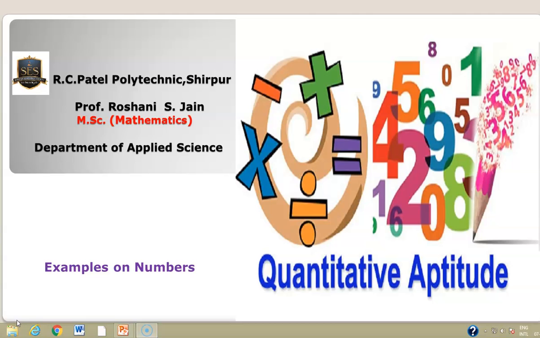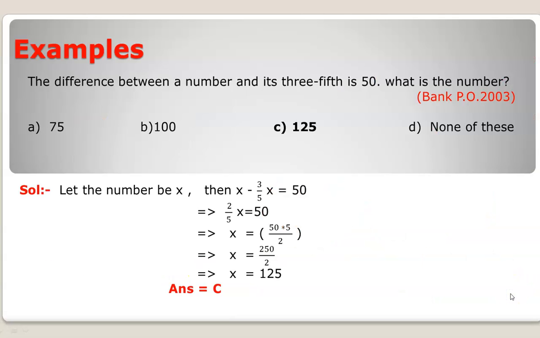In a previous lecture, we studied the concept of numbers and classification of the numbers. Now, today we are going to learn examples on numbers. Let us see. The difference between a number and its 3/5 is 50. What is the number? There are four options given here. A is 75, B is 100, C is 125 and D is none of these.